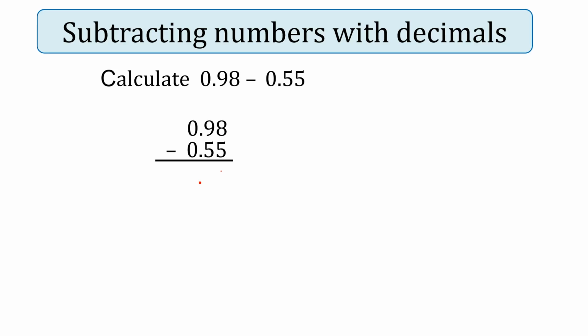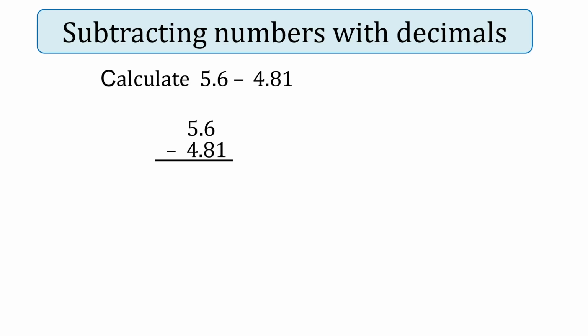So 8 minus 5 is going to be 3, and 9 minus 5 is going to be 4. We have the decimal place value here. 0 minus 0 is 0. So our final answer would be 0.43. Not too bad, right? Okay, our next example is calculate 5.6 minus 4.81.